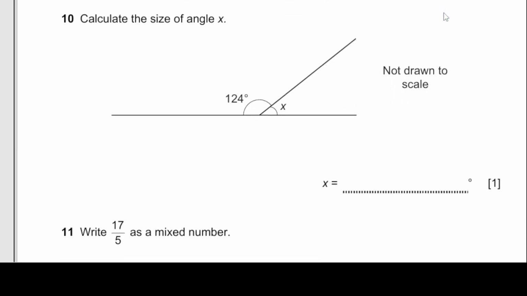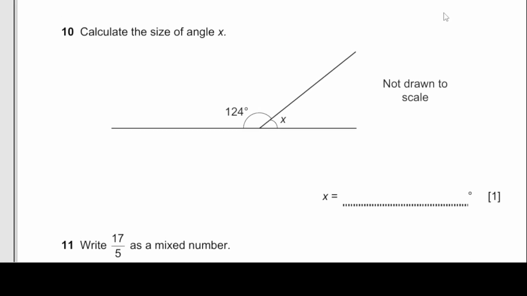Now calculate the size of angle x. Size of angle x we have here. You see this is a straight line, okay, and the angles on a straight line add up to 180. So 180 minus 124 will give us the value of x. 10 minus 4 is 6. So this one is 7. 7 minus 2 is 5. So the final answer is 56 degrees.